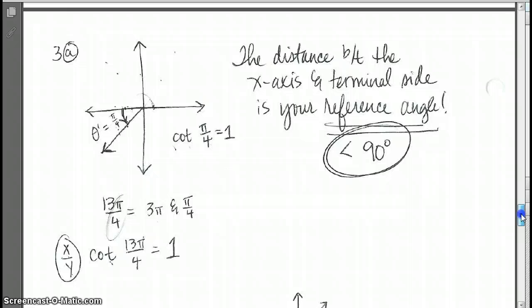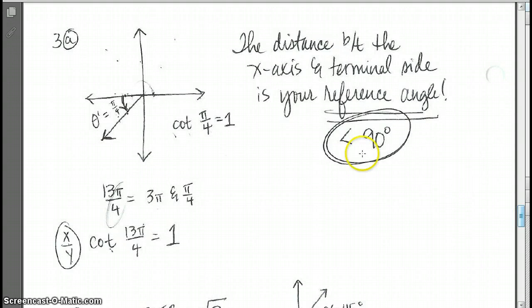And then here's some more stuff about the reference angle. Here's an example of 13 pi over 4. Where would I find that? Well, the best thing to do is do fractions. 13 divided by 4 is 3. And then you have 1 left over.